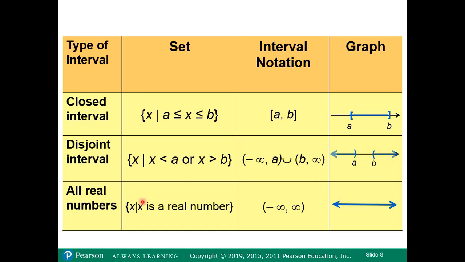And then, of course, we have the interval of all real numbers, which can also be represented as a bold-faced R. And so we could write it this way. We want the set of all x such that x is a real number. And so in interval notation, just go from negative infinity to positive infinity. And so here it would be represented as just the whole number line using arrows.